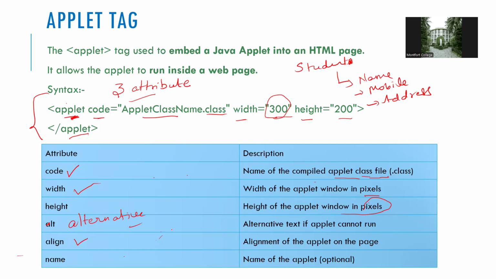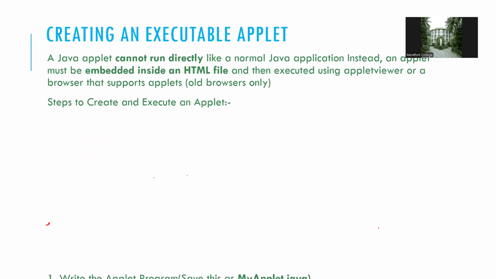Next, align. Align of the applet on the top of the page. So next, name. Name of the applet. It's optional. See, this also no need to give. So meanwhile, keep in your mind what is alternative, what is align. Next, creating an executable applet.